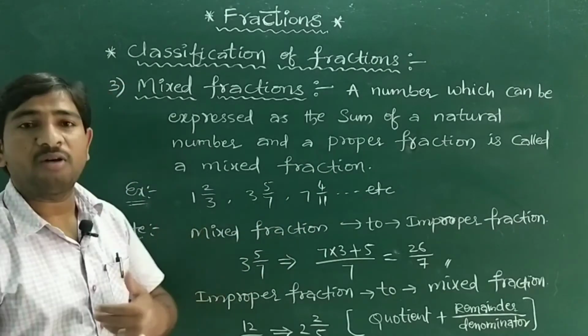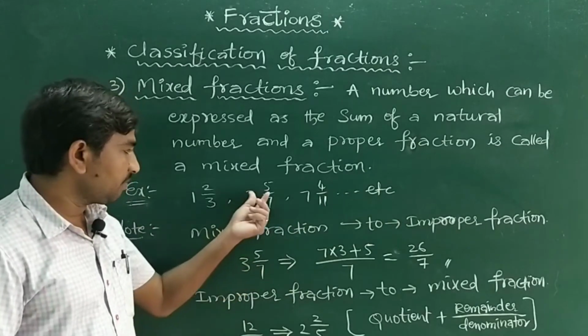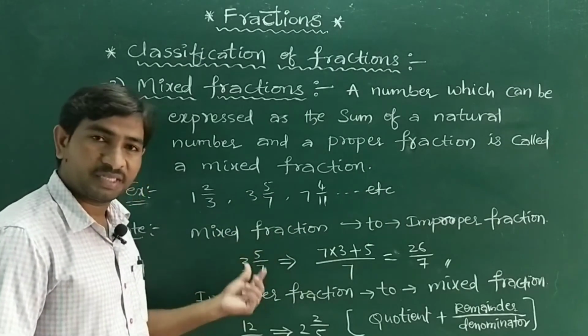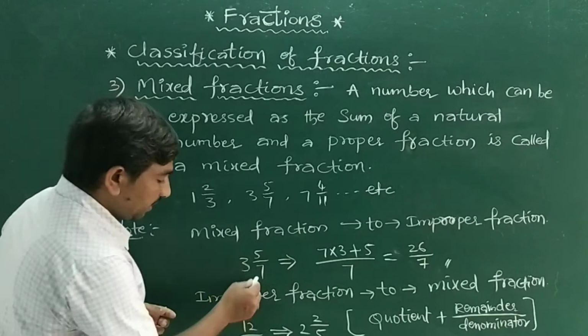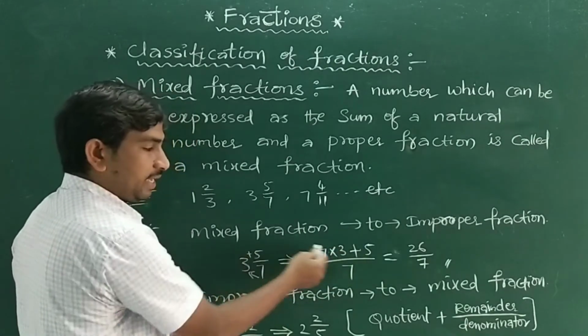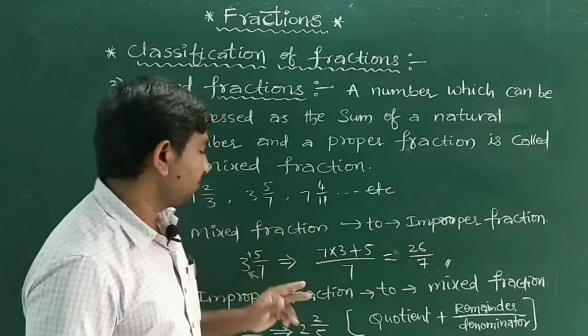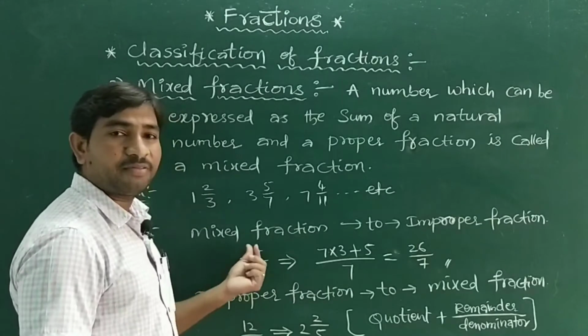Now, how to convert a mixed fraction to an improper fraction? Suppose, for example, 3 5 by 7 is the mixed fraction. We multiply 7 threes are 21, plus 5, so 21 plus 5 is 26 by 7. So this is the improper fraction of 3 5 by 7.